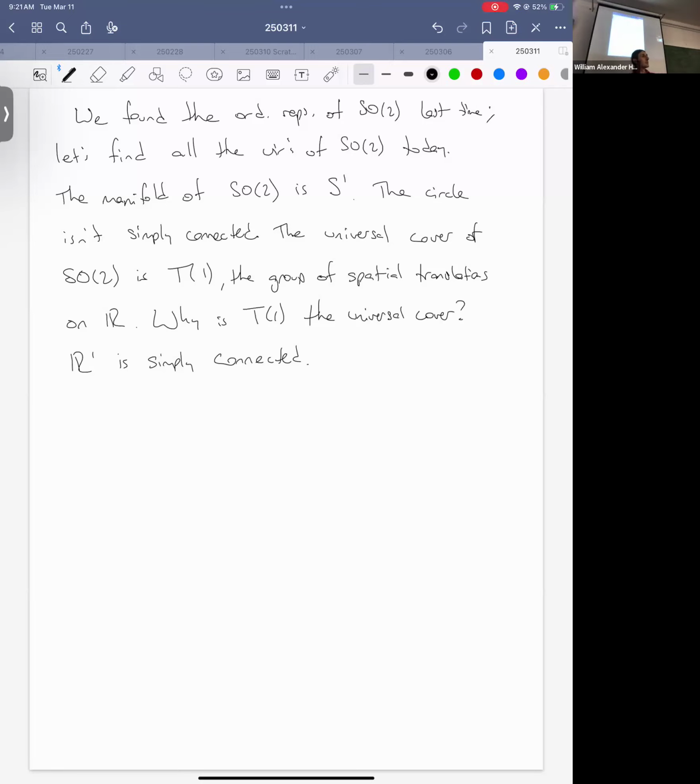Yes. If the real line is simply connected, why is the circle not? Like, all the points in the circle.